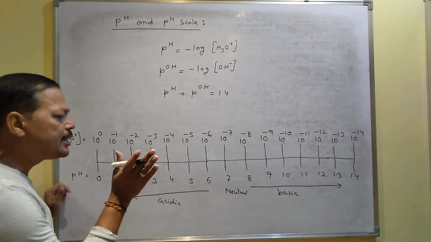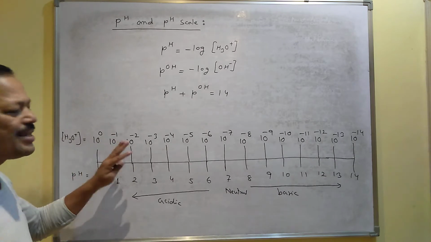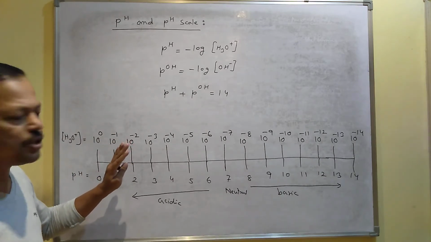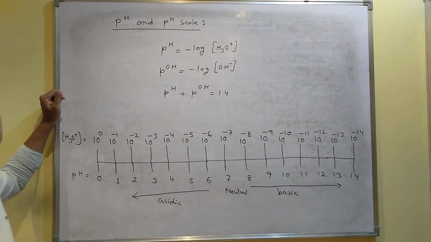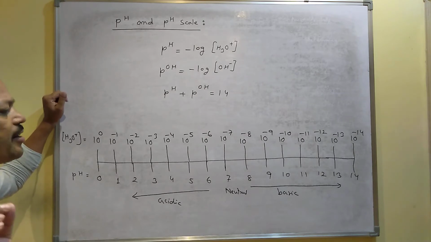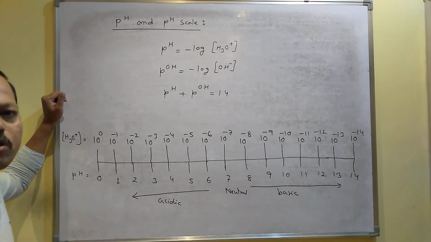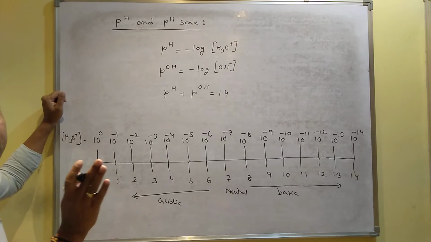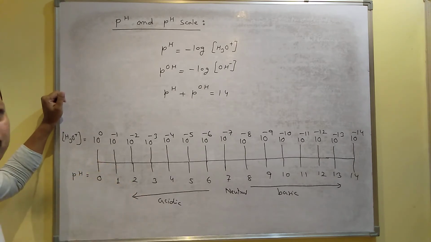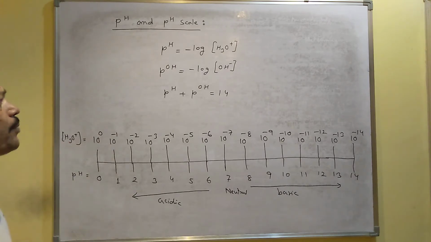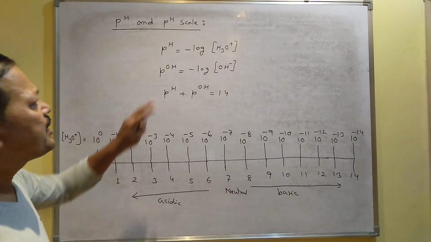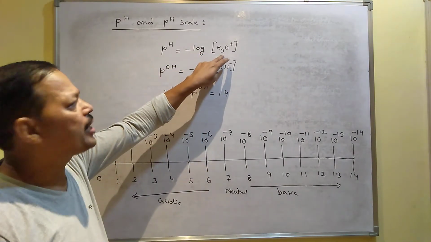I mean, this pH scale concept is applicable only for dilute solution. I mean, the solution whose concentration is low. For higher concentrated solution, this pH scale is not applicable. So this scale is applicable only for dilute solution. I mean, the solution whose concentration is very, very low. Now, as I have told you, to determine pH, it mainly depends on the concentration of hydronium ion.